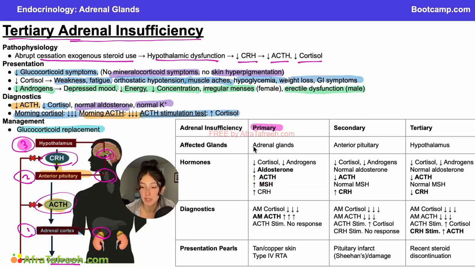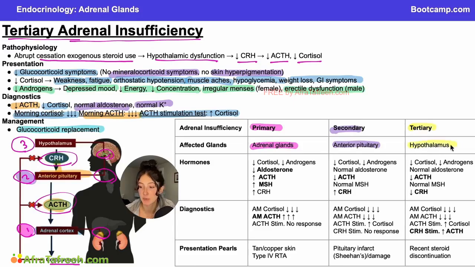table. So primary adrenal insufficiency is going to occur at the level of the adrenal glands. This is something wrong with your adrenal cortex. Secondary adrenal insufficiency, by contrast, occurs at the level of the anterior pituitary. We are marching up this pathway. And then tertiary adrenal insufficiency, as we mentioned in this video, is going to be a problem with the hypothalamic axis. So our hypothalamus is going to be affected, decreasing the release of CRH.